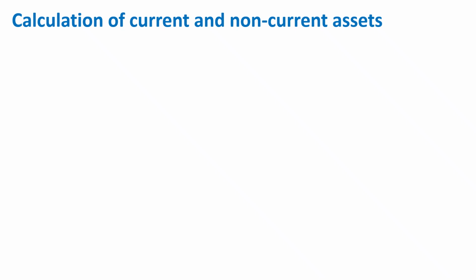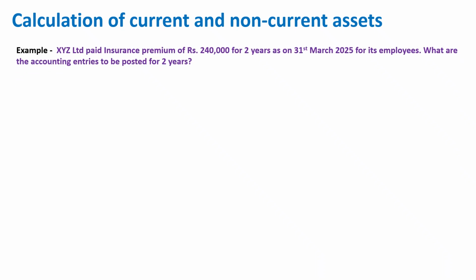Calculation of current and non-current assets. How do we calculate or segregate how much will be parked as current and how much to be reported as non-current assets? Let's take an example. XYZ Limited paid an insurance premium of rupees 2,40,000 for 2 years as on 31st March 2025 for its employees. What are the accounting entries to be posted for 2 years? That means on 31st March 2025, XYZ Limited paid a premium of 2,40,000, but the coverage is for 2 years. That is till 31st March 2027, right?